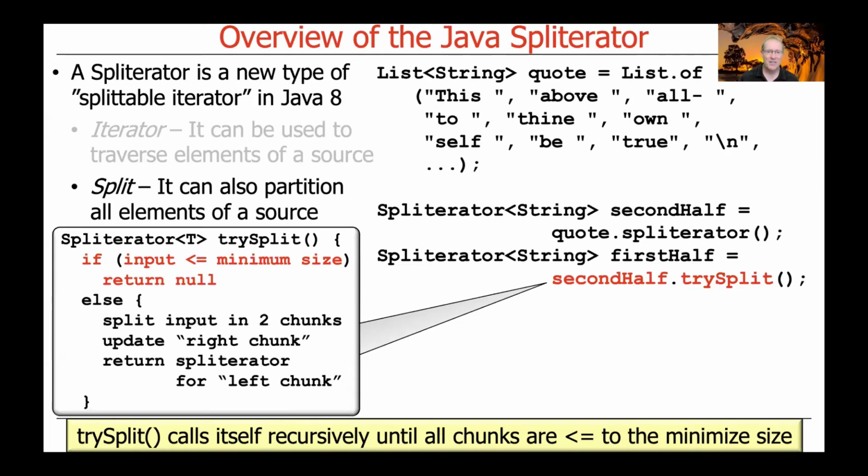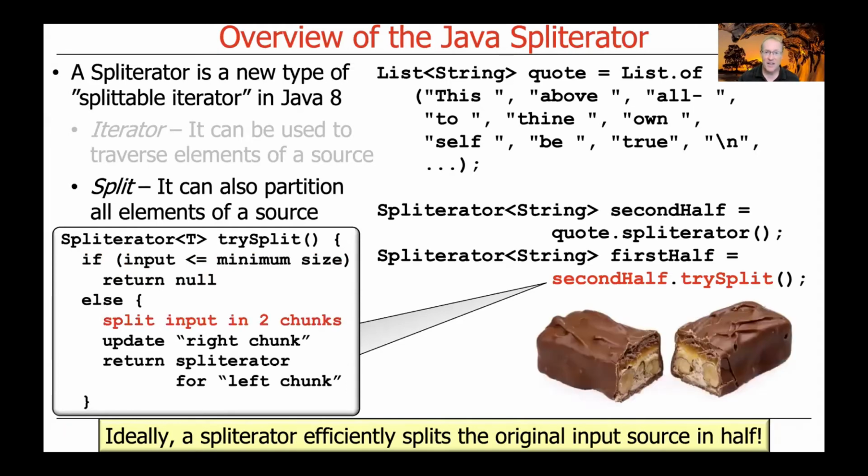And in that case, a null is returned, and that just indicates to the framework, "Can't split this any further, it's as small as it's going to be, go ahead and do your thing," which typically means call tryAdvance. If it is big enough to be split, then the input is split up into two chunks.